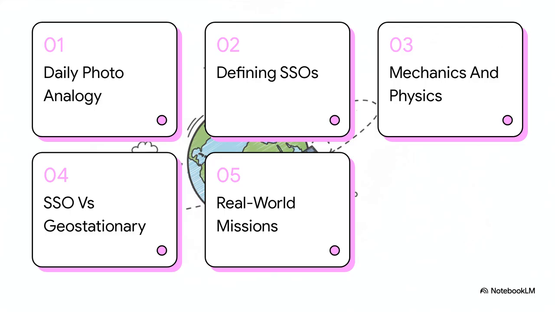All right, here's our roadmap for today's explainer. First, the daily photo analogy. Second, defining sun-synchronous orbits. Third, the mechanics and physics. Fourth, sun-synchronous versus geostationary. And fifth, real-world satellite missions.